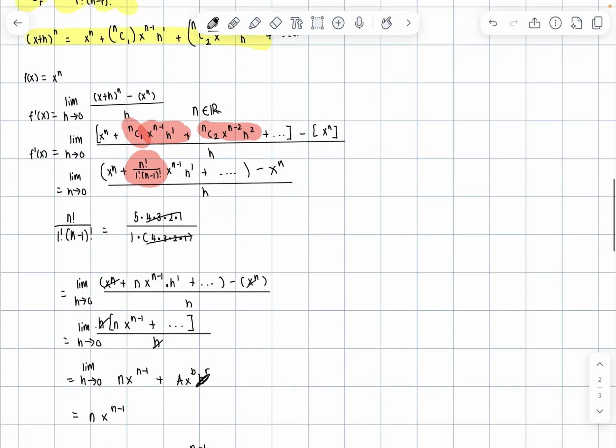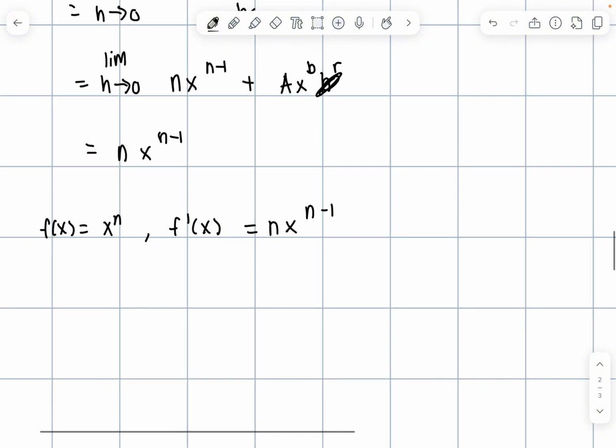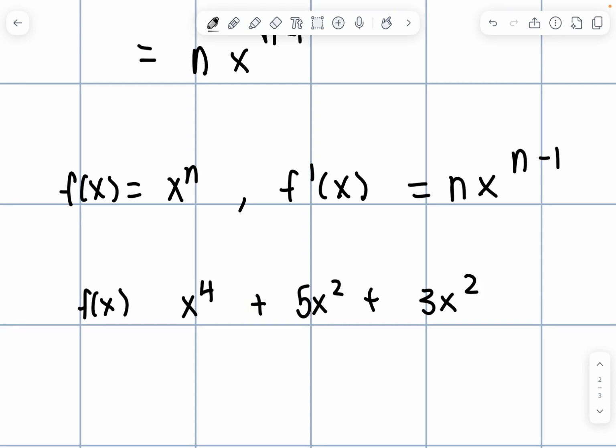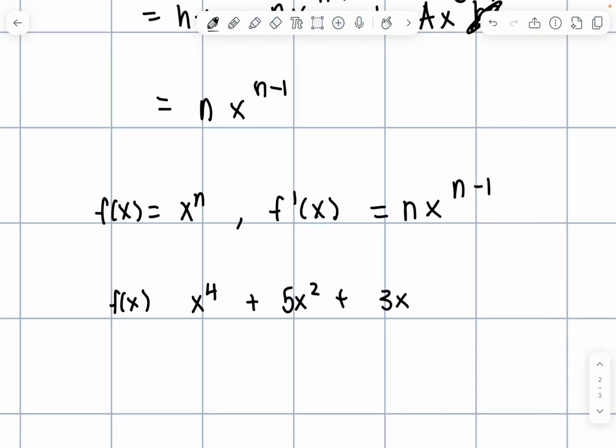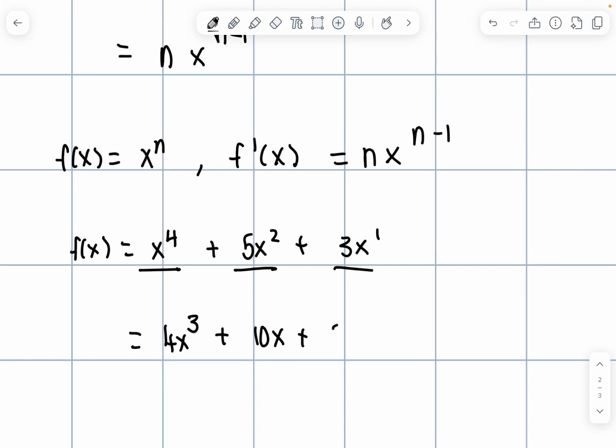And then using our rules, we know that the derivative of a sum is the sum of its derivatives. So that will work for, say you've got f of x is x to the 4 plus 5x squared plus 3x. We know that the derivative of that is going to be the derivative of each of these individual terms. And now using the power rule, we know that it's just going to be 4x cubed plus 10x plus 3. And that's the power rule proof.